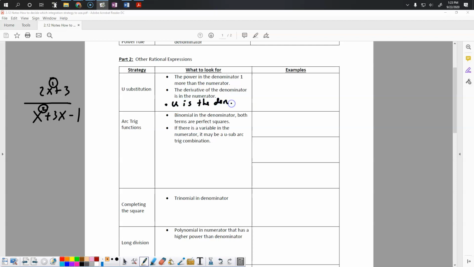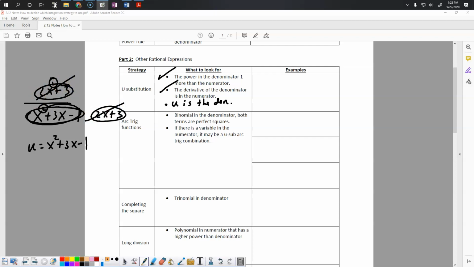So if you're going to go with that strategy, the U will be the denominator. Okay? Now, that's how I notice it, but ultimately the derivative of the denominator should give you the numerator. So for instance, if I take the derivative of the bottom here, I get 2x plus 3. Notice how if I take the derivative of the bottom, I get the top, so that they'll cancel out.